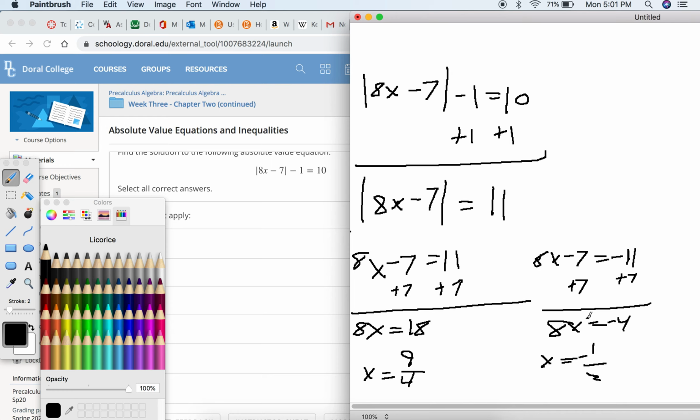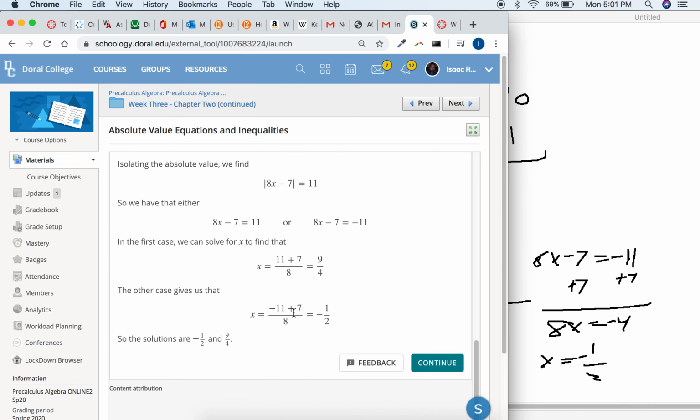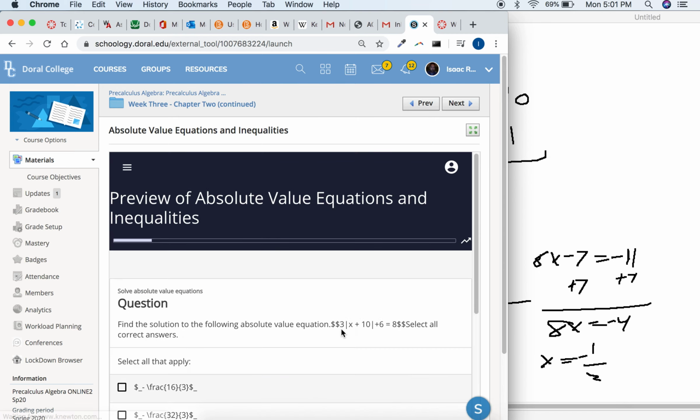Just check your answer, plug it back in. 9/4: that makes 18 minus 7 makes 11, 11 minus 1 makes 10. That one checks out. Then plug in negative 4 minus 7 makes negative 11. Absolute value of negative 11 is 11. 11 minus 1 makes 10, so they both check out. So 9/4, negative 1/2. That's all we got. That's all they need.